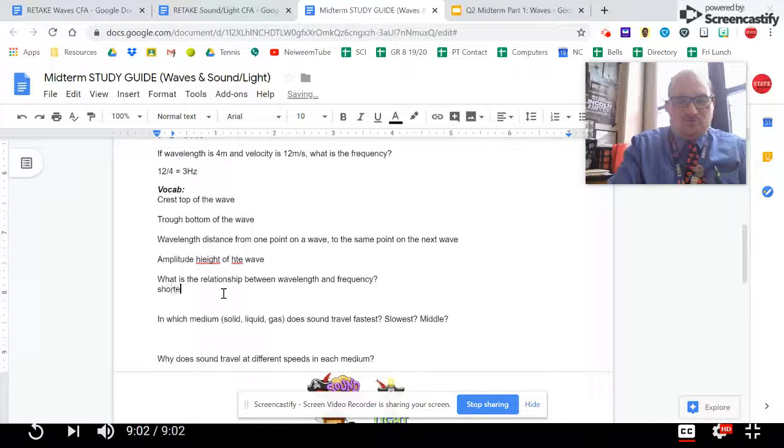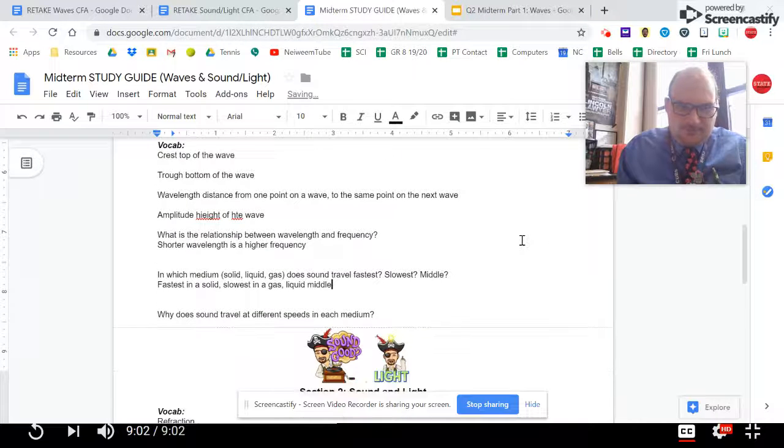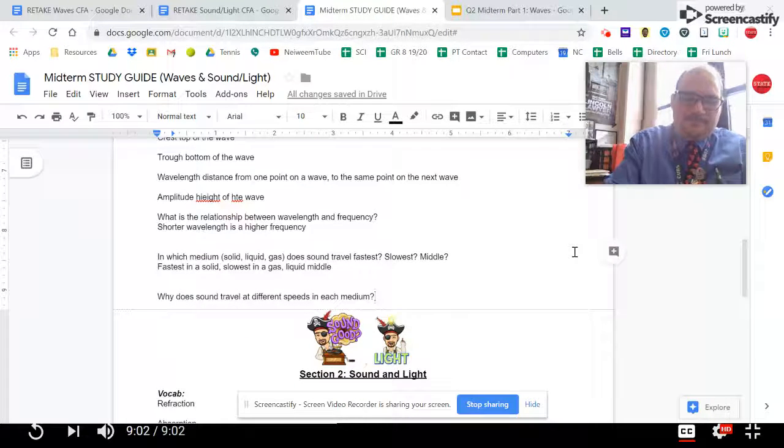So a shorter wavelength is a higher frequency. Sorry, I put low. It is a higher frequency. In which medium, solid, liquid, or gas, does sound travel the fastest? Fastest in a solid, slowest in a gas, liquid, middle. Why does sound travel at different speeds in each medium? Because of the particle distribution.